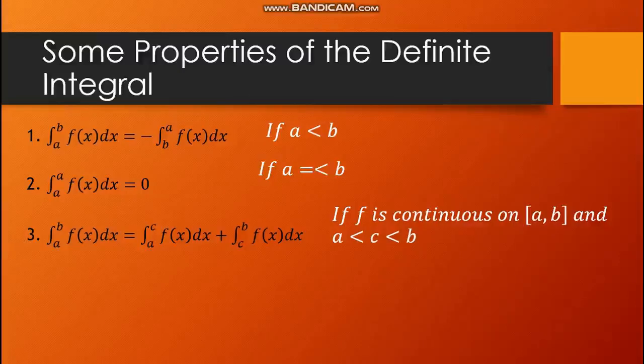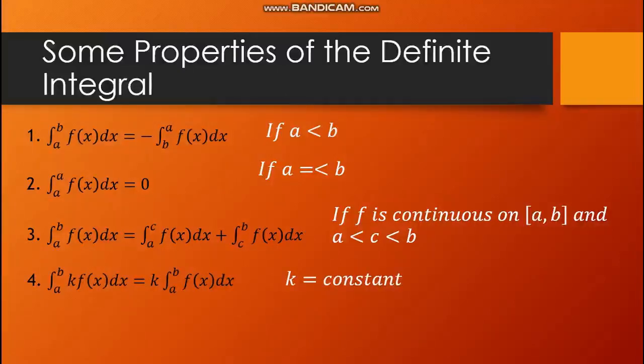Third, we have the integral of f of x dx from a to b is equal to the integral of f of x dx from a to c plus the integral of f of x dx from c to b. We can use this if the function f is continuous on the interval a b and a is less than c less than b. This means that c lies somewhere between a and b. We can use this third property of the definite integral.